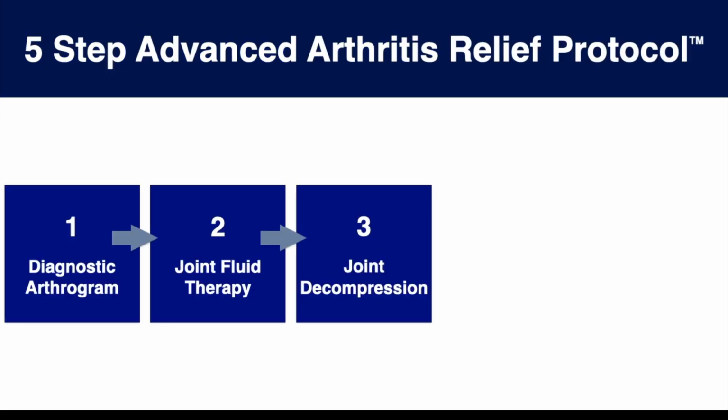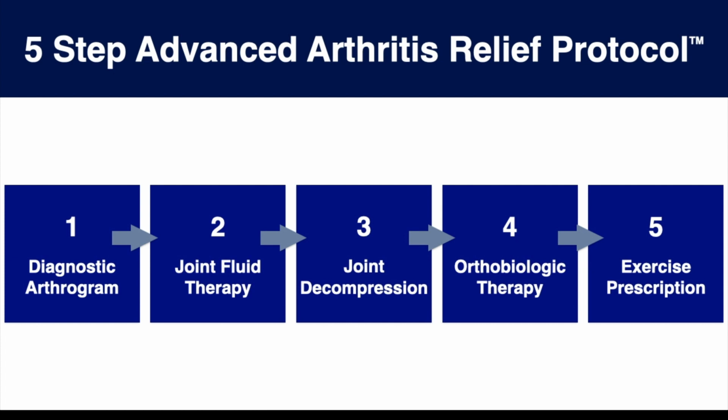So to summarize, the Advanced Arthritis Relief Protocol uses 5 simple, properly sequenced steps for alleviating your knee pain. Step 1, contrast arthrogram to make sure you're a candidate for the program. Step 2, joint fluid therapy to reduce pain and improve joint lubrication and cushioning. Step 3, joint decompression to relieve pressure on the most damaged portion of the joint. Step 4, the optional use of PRP to stimulate your body's natural healing response. And Step 5, a weekly home exercise program to help you regain range of motion, flexibility, and strength.